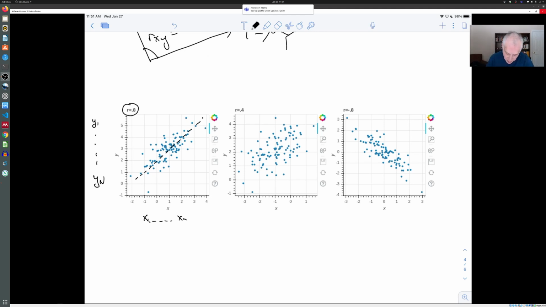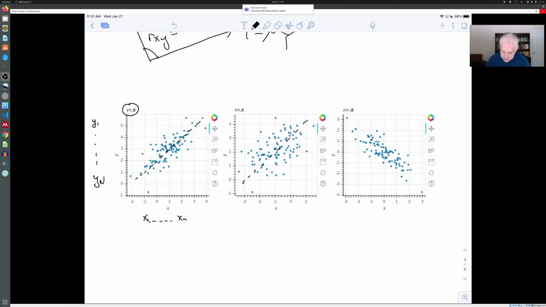In the middle, I've drawn a case where r equals 0.4. Now the cosine of the angle is smaller, so the vectors x and y point in somewhat different directions. That tells you there's still an apparent linear relationship, but it's not as strong. X and y vary more independently of one another. And if there were no relationship, if r were closer to 0, then these points would just form a circle, and knowing the value of x would tell you nothing about the value of y.